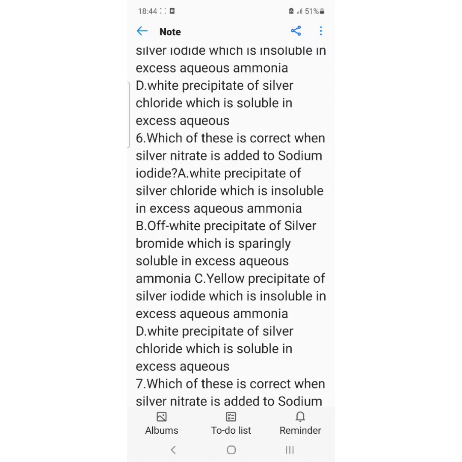Please take note, when silver nitrate is added to sodium iodide, there is liberation of a yellow precipitate of silver iodide, which is insoluble in aqueous ammonia. Take note of that. It is very, very important.